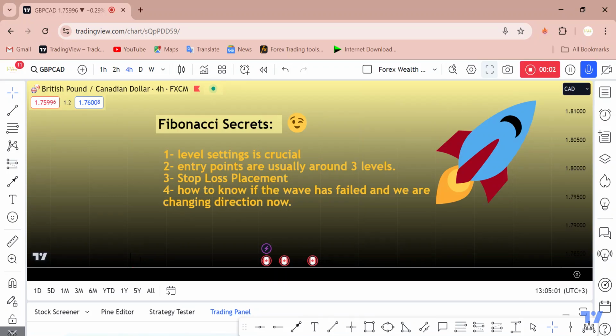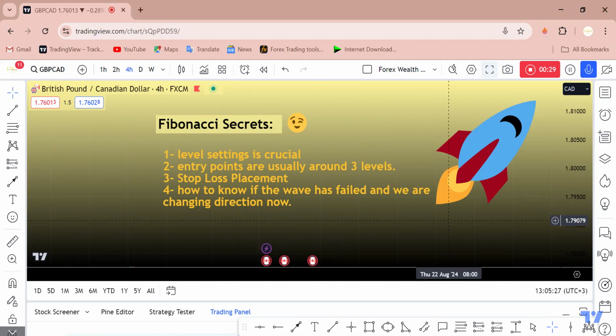This is GBP CAD, but we're not opening the chart for trading. Actually, this is an educational video, and I will tell you guys my secrets for the Fibonacci tool. The Fibonacci tool is a very important tool you can use in trading, and for me, it's very successful. I can say that the rate of success for this tool can reach around 97%.